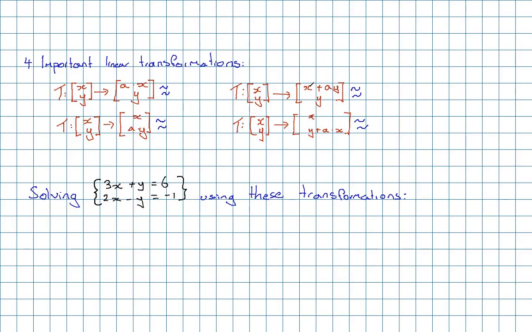Over here on the right side, we have that T is a linear transformation where all we're doing is taking our top number and adding some multiple of whatever the bottom number is to it.